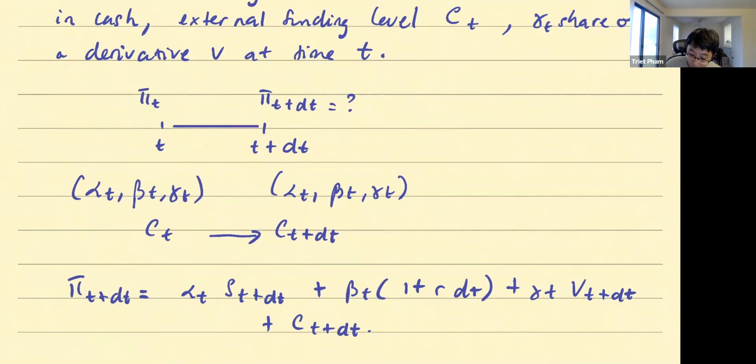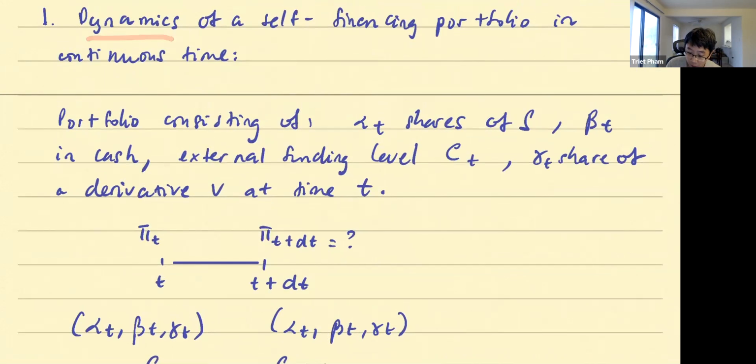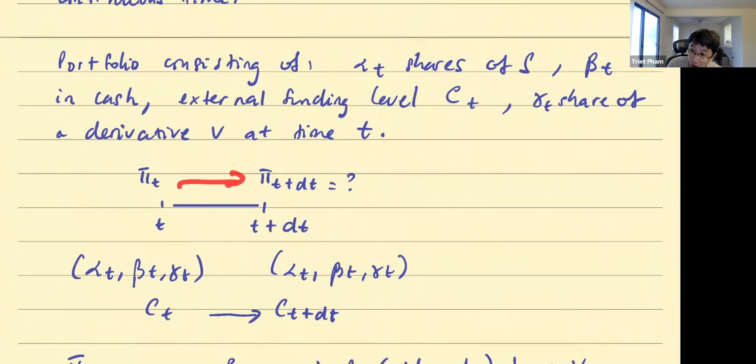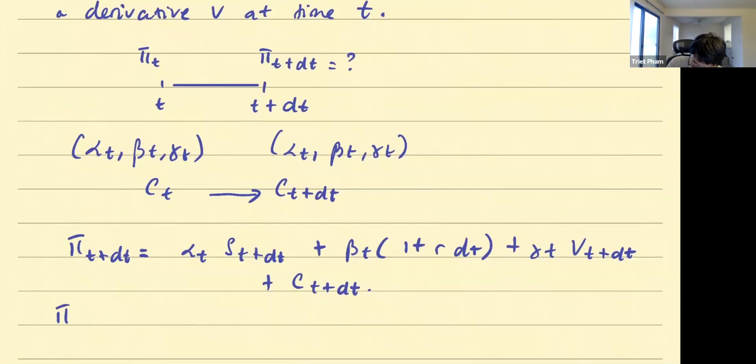So what were the dynamics? Dynamics means the change in the portfolio value going from here to here. In other words, the difference, the change in portfolio value, will be what? Well, obviously Pi t. Let me rewrite this. Pi t will be all of these things, but at time t.